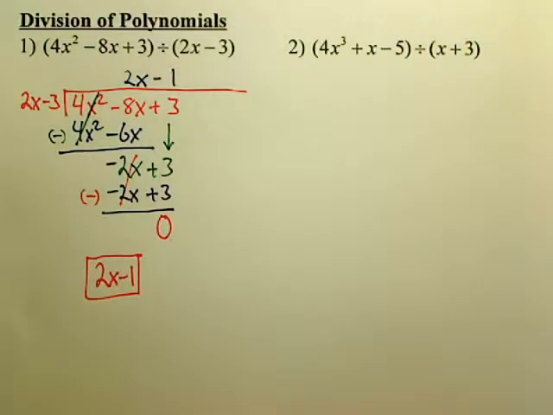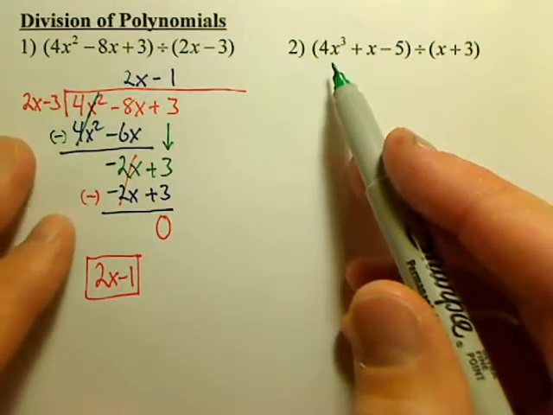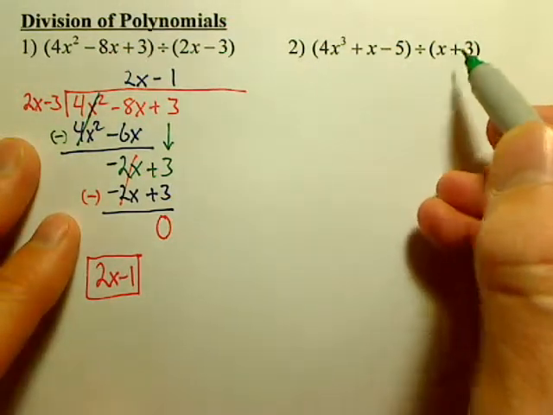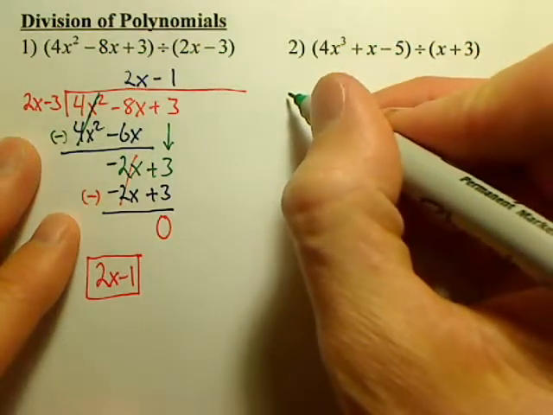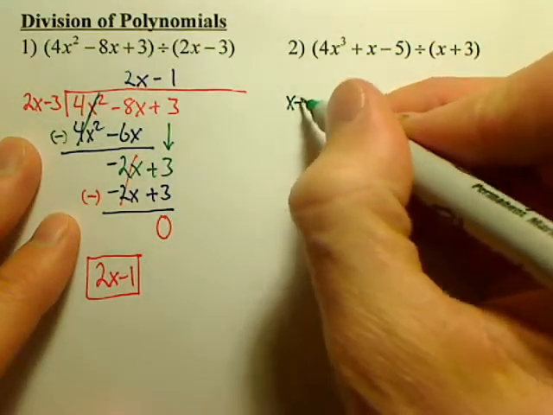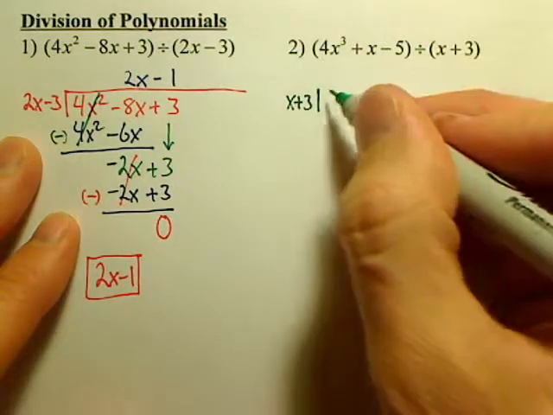Okay, let's do another one. Let's do number 2 here. Same thing, we're taking this and dividing by x plus 3 this time. So we're going to have x plus 3 out front.